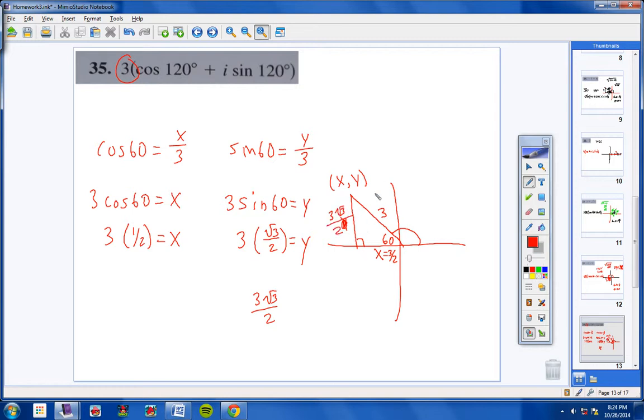Okay, now let's see, students. Now we know what these two numbers are here, but be careful. Remember, students, to watch your signs, okay? In other words, we're to the left, so this will be negative here, and then we're up, so this will be positive. So we would have negative 3/2 plus 3 square root of 3 over 2 i. Okay? Let me check the back of the book real quick on that, and we will move on. Yes, that is correct. Okay, moving on to number 37.